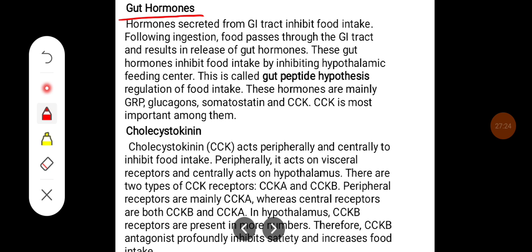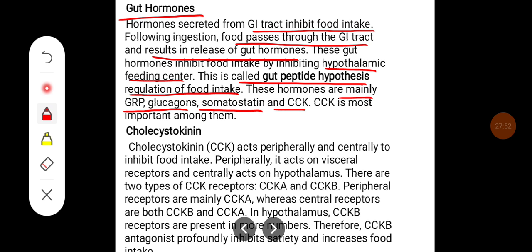The gut hormones secreted from the GI tract inhibit food intake. Following ingestion, food passes through the GI tract and results in release of gut hormones. These gut hormones inhibit food intake by inhibiting the hypothalamic feeding center. This is called the gut peptide hypothesis of regulation of food intake. These hormones are mainly GRP, that is gastrin-related peptide, glucagon, somatostatin, and CCK. CCK is the most important among them.